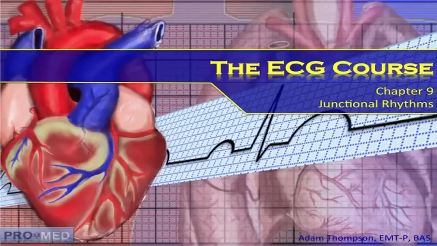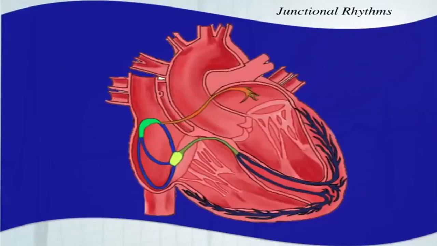This is chapter 9. In this chapter we're going to be talking about junctional rhythms. So far we've talked about sinus rhythms and atrial rhythms. Now, if you're going inferior on the heart, we're talking about the next type of rhythm, the next type of pacemaker. We've covered the SA node and everywhere else in the atria that can create the polarization, create a pacemaker. And now I want to talk about the AV junction.